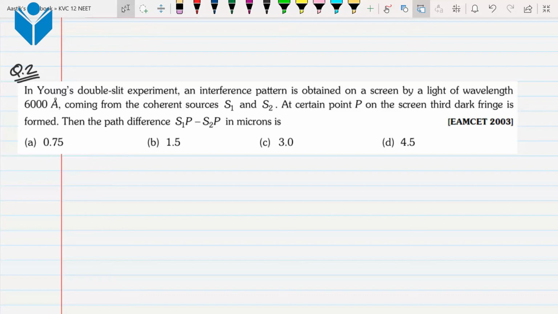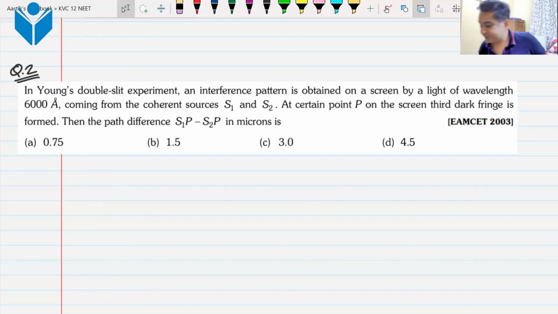B. B. I have got an answer after so much time, and that is B. Let me see if it is B. The answer that I have is B, 1.5 microns. That is correct. Now the question is, how did you get it?